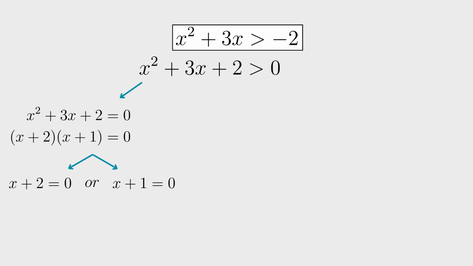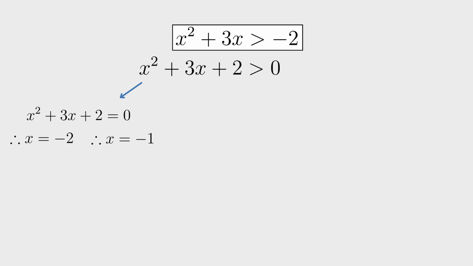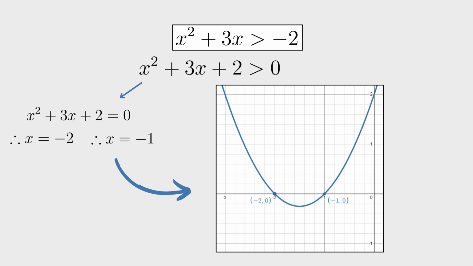For the first one, subtract 2 from both sides and then your first x will be negative 2. And for the second x, subtract 1 from both sides to get x is equal to negative 1. These two x values are your x-axis intercepts, where the quadratic graph cuts the x-axis. Since it is a positive x squared, the shape of the graph will look like this, with the roots just calculated. The line y equals 0 will be here.